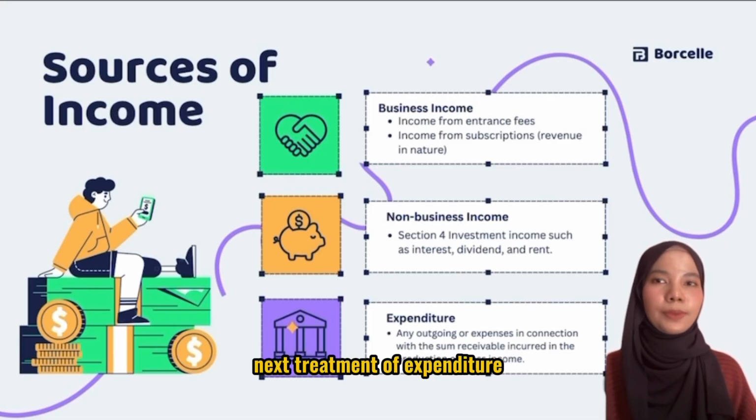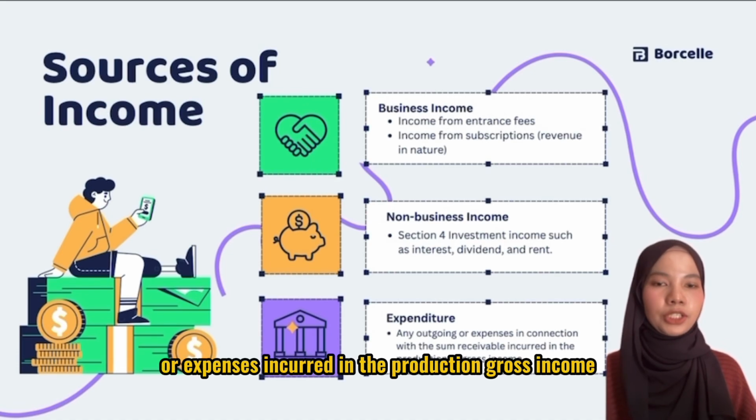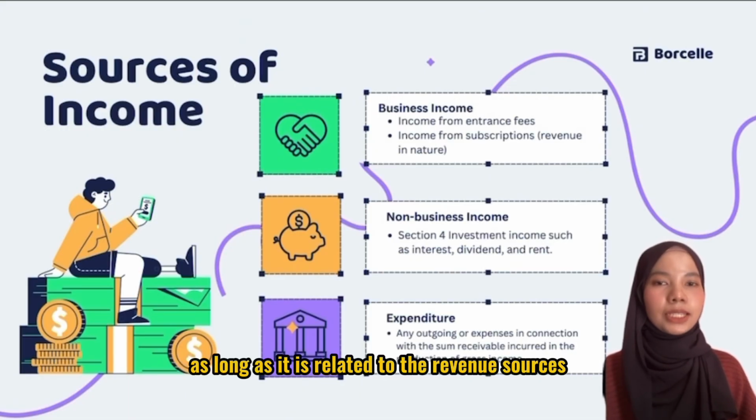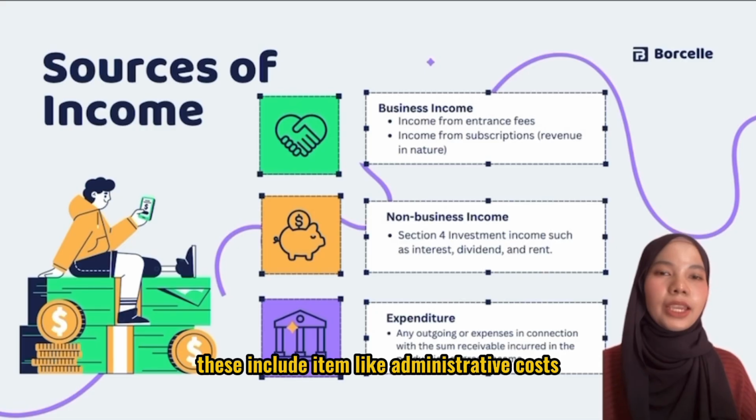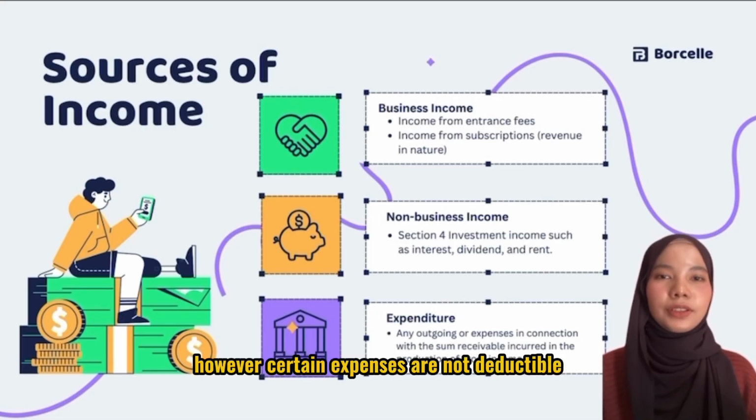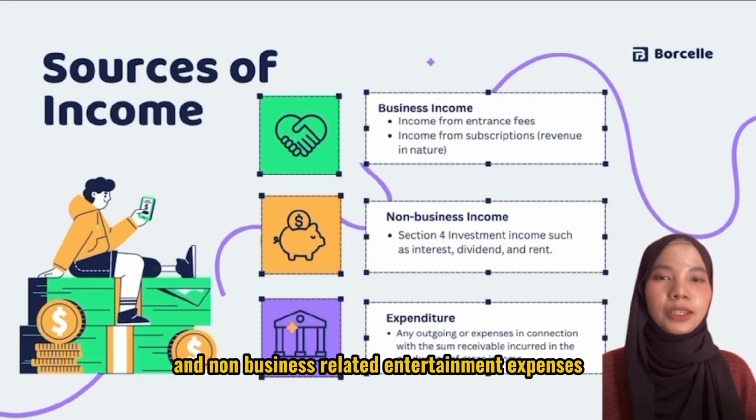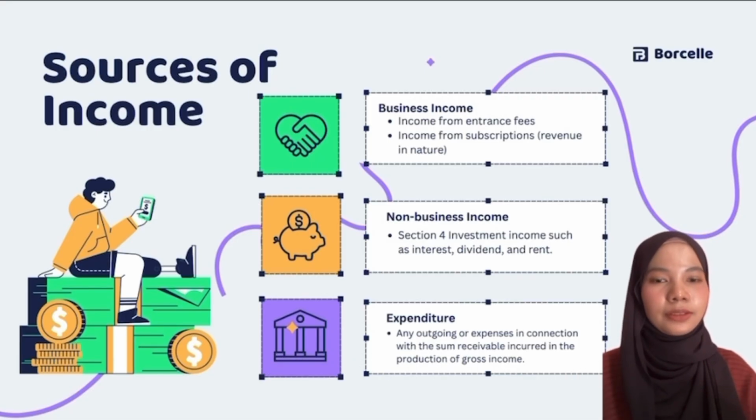Next, treatment of expenditure. A trade association is allowed to deduct any outgoings or expenses incurred in the production of gross income, as long as they are related to the revenue sources. These include items like administrative costs, salaries, and utilities. However, certain expenses are not deductible under Section 39. These include personal expenses, capital expenses without allowance, fines or penalties, and non-business related entertainment expenses.